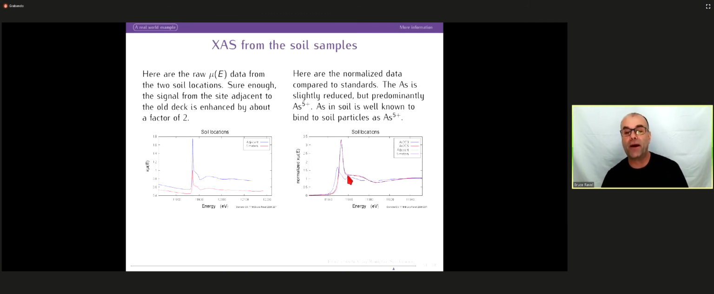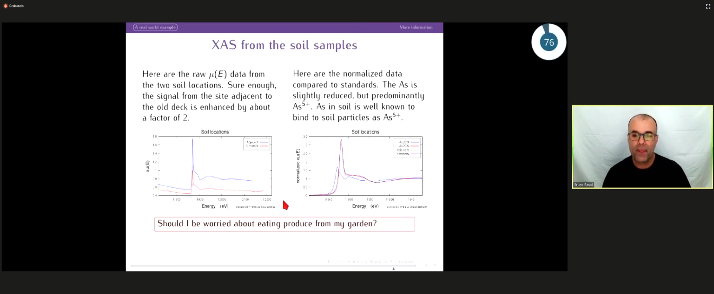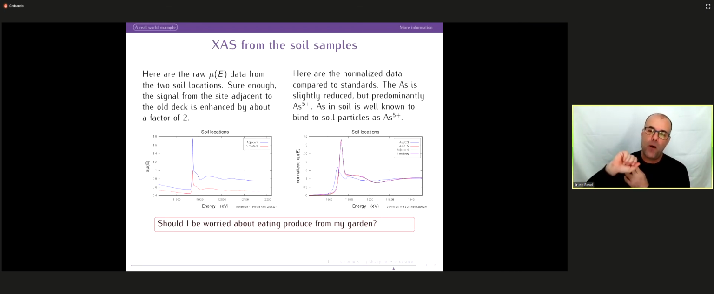And I did that by just doing that linear combination analysis of the green and purple spectra using the blue and red spectra as the fitting standards in the analysis. So I've demonstrated that there is more arsenic in that one spot in my vegetable garden, and I've demonstrated that the arsenic is predominantly arsenic 5+.